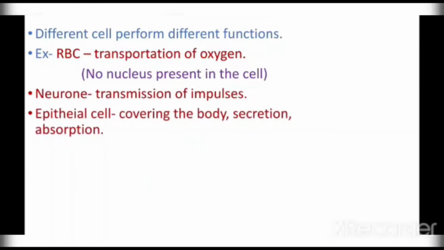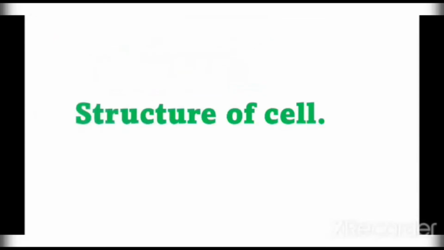We took just three cells. These cells do unique functions, each different from the others. It means we can prove that different cells perform different functions. We can see that no cell does a common function; each does a particular function in our body. These are the concepts of the cell theory. Now we move to the structure of the cell.